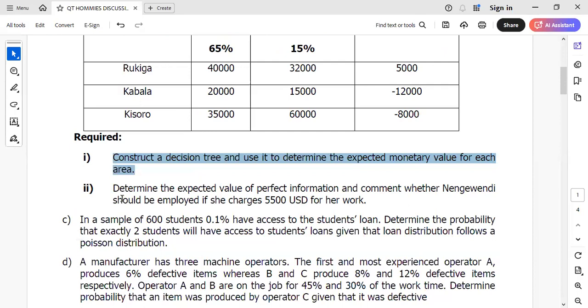Okay. So Roman 2, they are telling us to determine the expected value of perfect information and comment on whether Nange Wendy should be employed if she charges 5,500 US dollars for her work. So in a situation where you meet this kind of question, you must first get the expected value of perfect information. How do we get the expected value of perfect information?